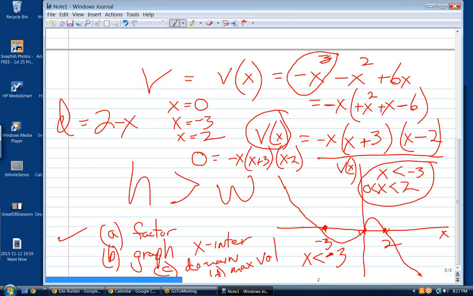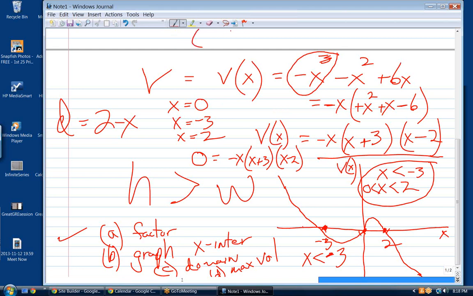Now, have you been taught how to give domain in interval notation? No. Because there is a way to give domain in interval notation. Let me give you this in interval notation, and you tell me whether it looks familiar.